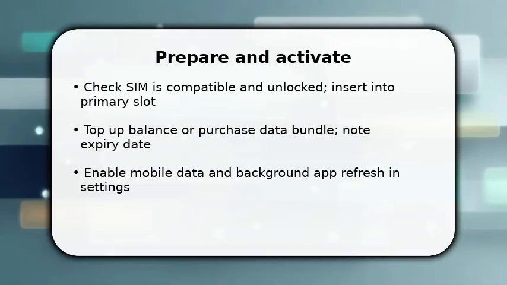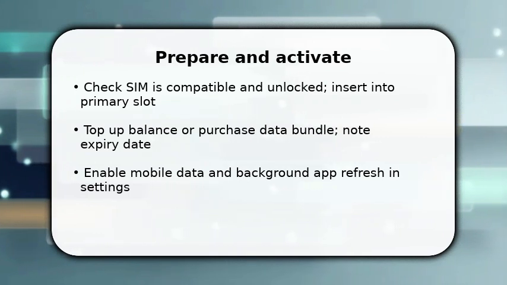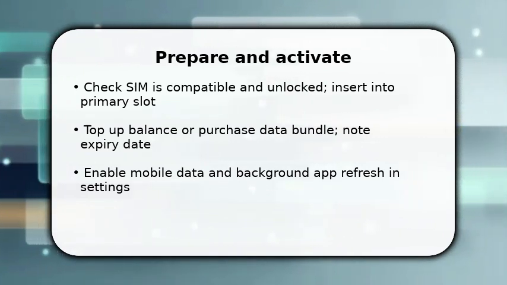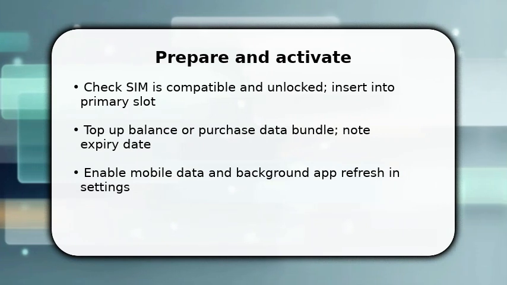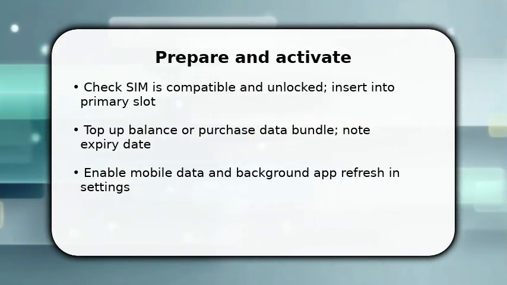Enjoy the video. You start by confirming the SIM is active and the device is unlocked. Insert Lycamobile into the primary slot. Next, top up credit or buy a data bundle. Note the expiry. Once done, open Settings and turn on Mobile Data and Background App Refresh.